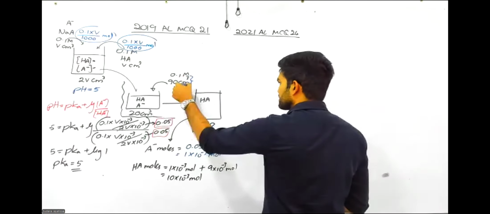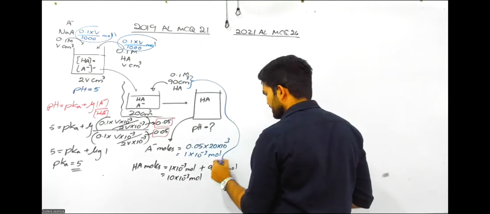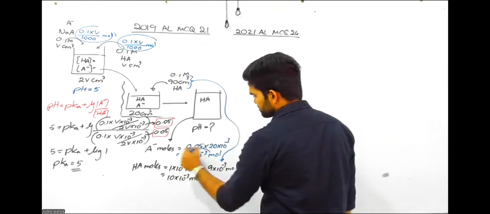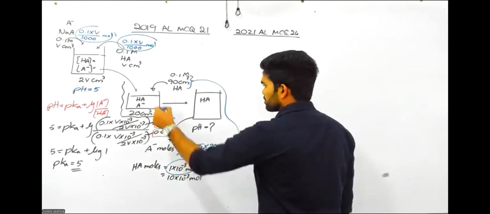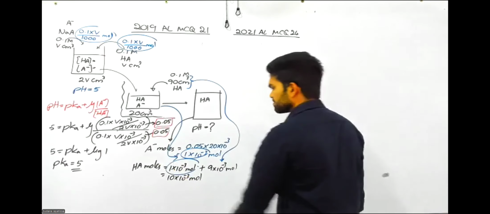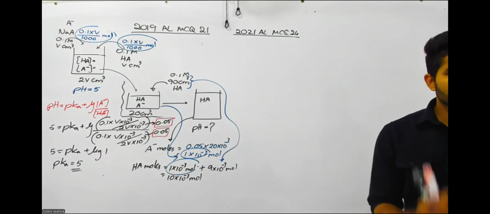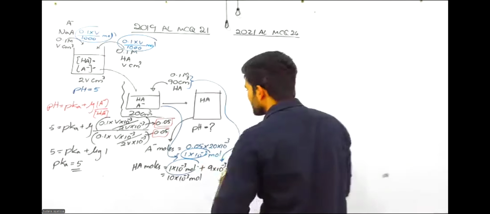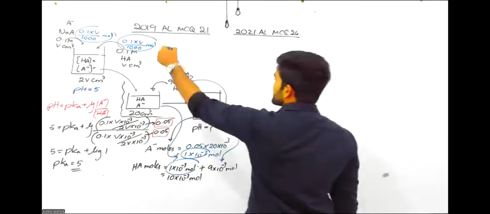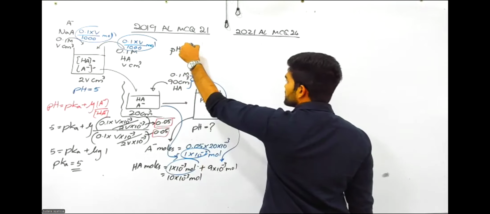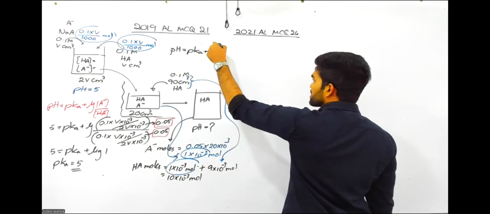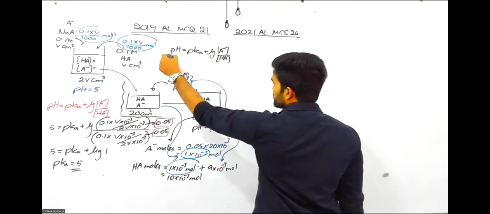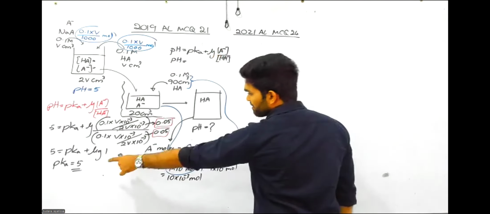So this comes right. Understood? And these two values are the same from this solution. Get the idea properly. So this is the total HA moles. Now again you are using Henderson's equation: pH equals pKa plus log of A minus concentration over HA concentration. Now your pH is equal to... what is the pKa value?